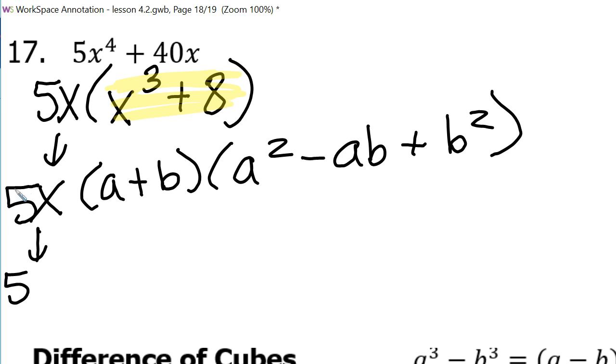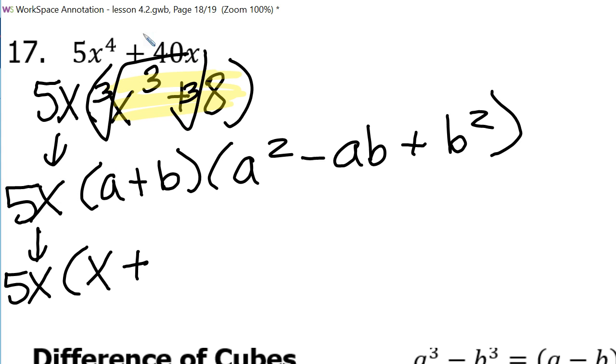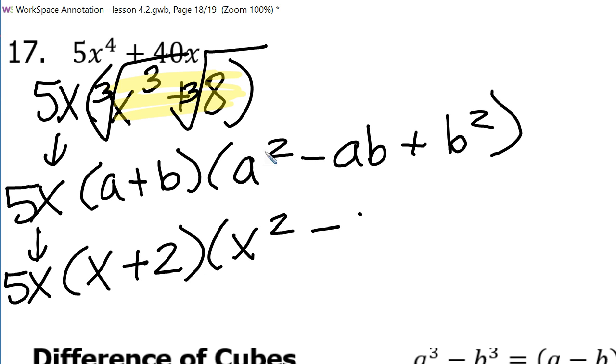GCF goes first, so bring down the 5x. What is the cube root of x to the third? X, then a plus sign. What is the cube root of 8? 2. Square the x, that gives us x squared. Then the minus sign. What does AB mean? A times B, so what is x times 2? 2x. Then a plus sign, and 2 squared is 4.